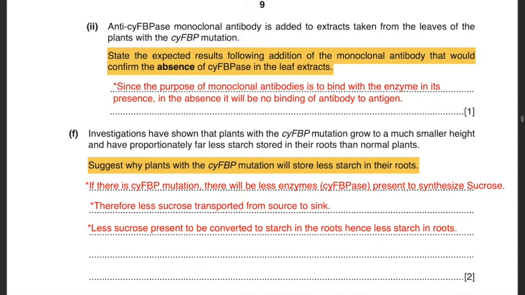Because monoclonal antibodies are specific in nature and they only bind to a specific substance, and in this case it is Cy/FBPase. If Cy/FBPase is absent, then that means there will be no binding of the antibody to the antigen, and that leaves you with your 1 mark.